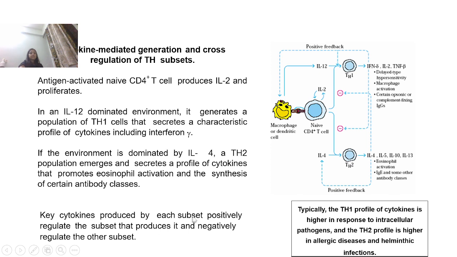Key cytokines produced by each subset positively regulate the subset that produces it and negatively regulate the other subset. Like I told you, IL-4 is regulating the Th2 subset, while IL-12 is negatively regulating the Th2 subset. So there is a positive as well as negative feedback present, so that the amount of the subset produced is in a controlled manner and not excessive, which can lead to more and more inflammation.